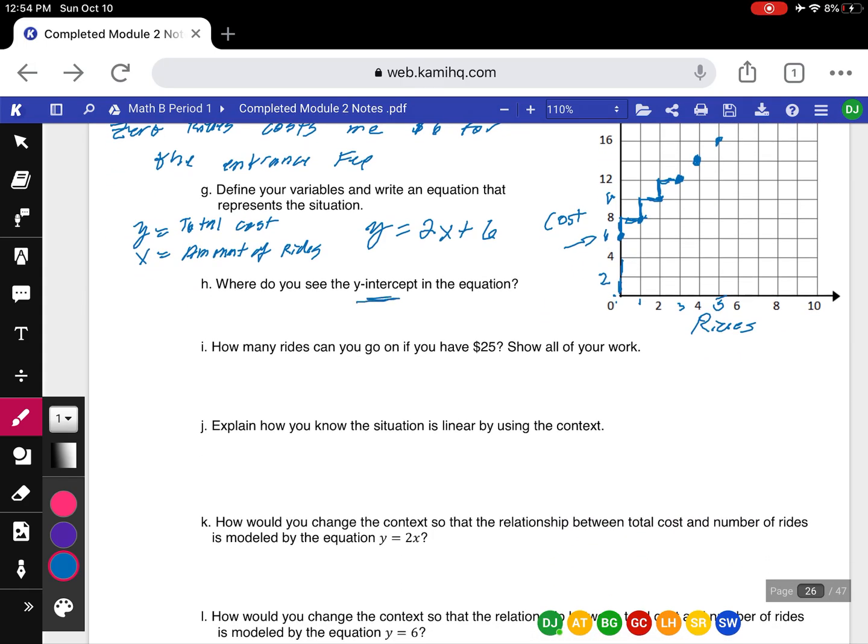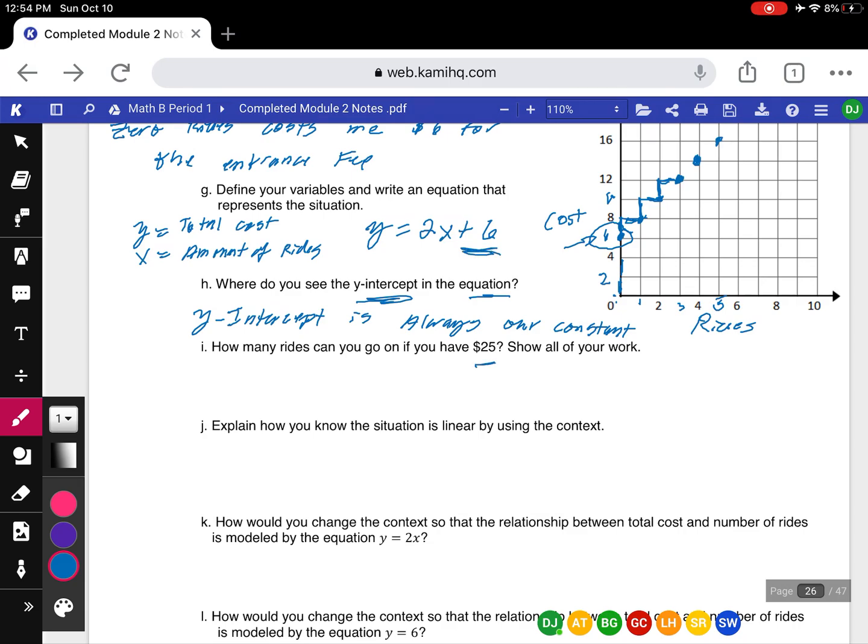Now, where do we see the y-intercept in the equation? And we would say the y-intercept is always our constant. So the number with no variable, like the +2, the +7, the -4, that is going to be our y-intercept on a graph. So in this instance right here, my y-intercept is 6, so my equation will have a +6.